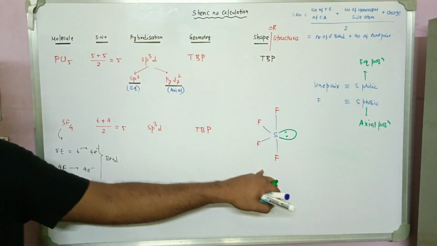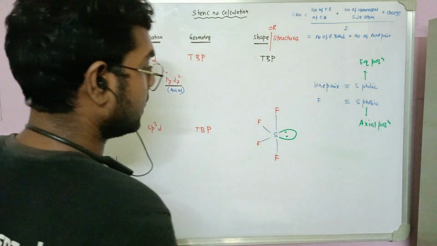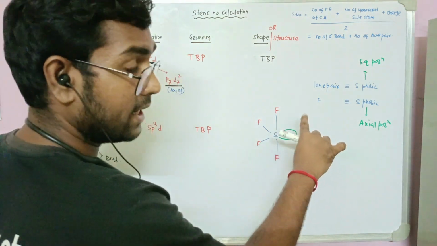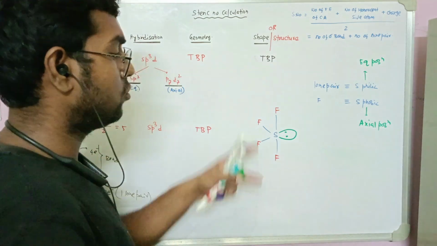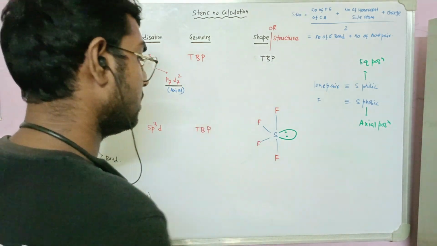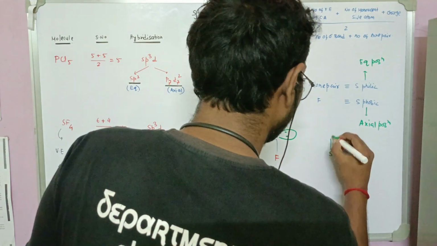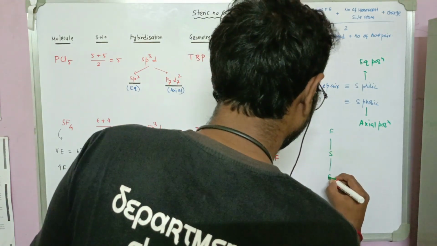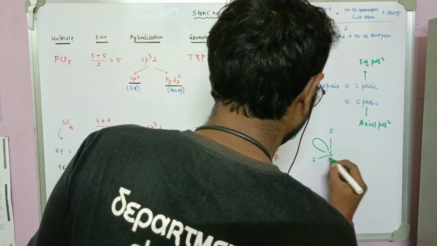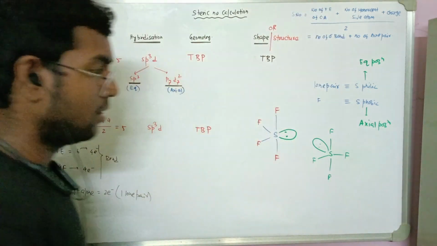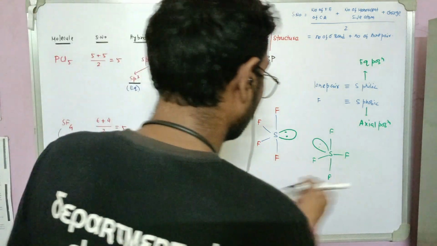So this is the shape of the SF4 molecule, and we can see that the lone pair is residing in the equatorial position. Of the four fluorines, two are residing in the axial position and the other two are in the equatorial position. Now if I draw this molecule something like this, then what will you say, is the shape different from this or not?